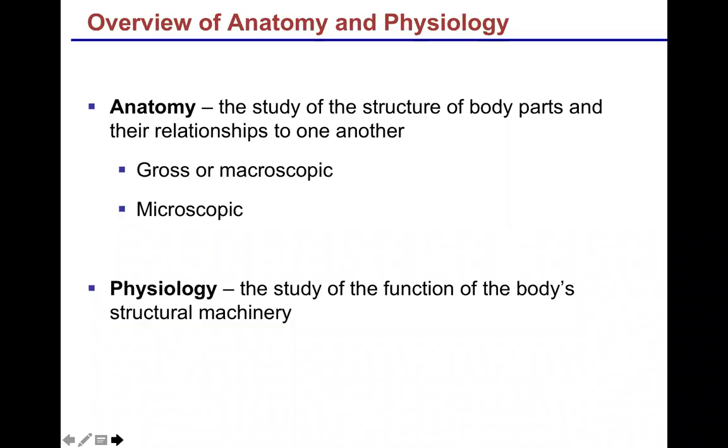And the scientists who study anatomy are known as anatomists. And there are two ways in which we can study anatomy. One is known as gross or macroscopic anatomy, where we learn about the bigger structures. And microscopic anatomy is the one where we learn about structures under the microscope, which are much smaller and you can't see them with your naked eyes.